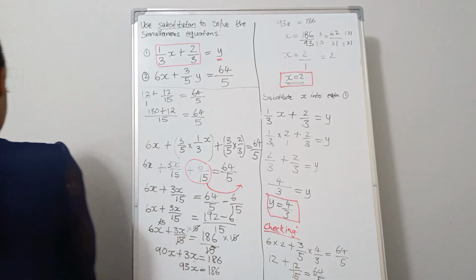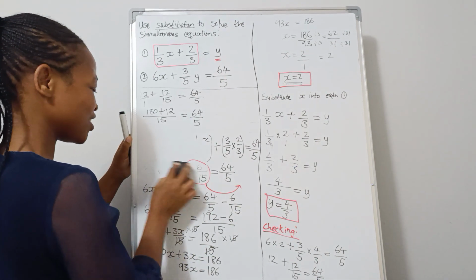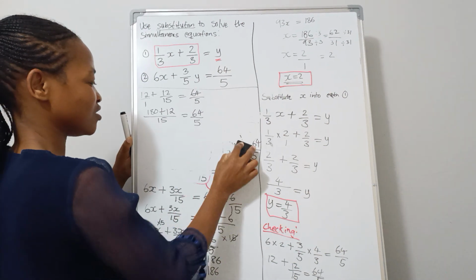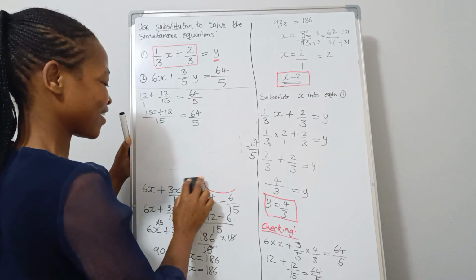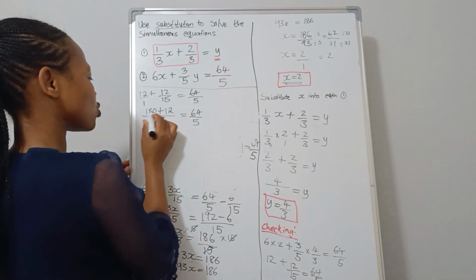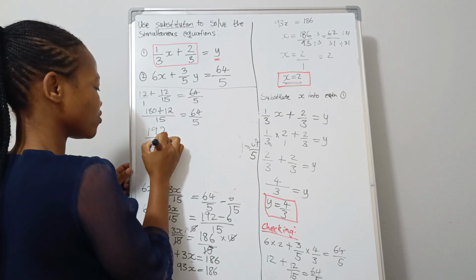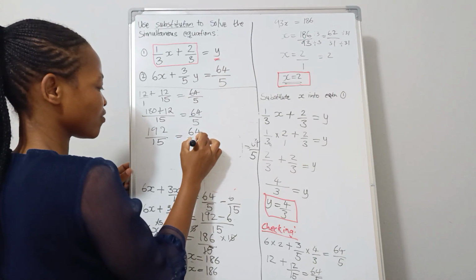So I should have erased it the whole way. Right? Okay, just going to do that. Yeah, and I'm still not erasing it the whole way because you're already done. Okay, so that's 192. 192 over 15 equals 64 over 5.